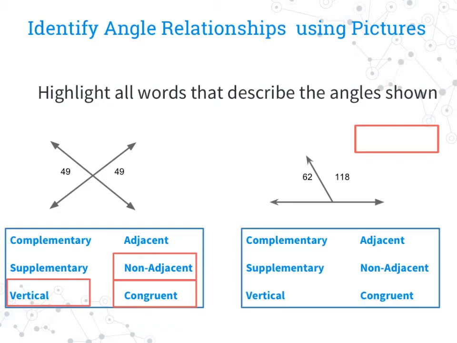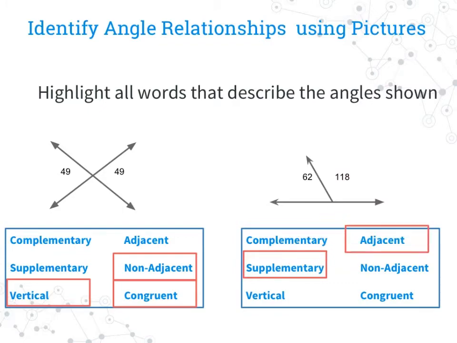The second one, let's take a look over here. Complementary, do they add up to 90? No, that's not true. 118 plus 62, they add up to 180, so that's supplementary, good. Do they share a side and vertex? Yeah, they do, right in the middle, so that makes them adjacent. They're not vertical because they're not across from each other. Since we just said they are adjacent, they can't be non-adjacent, and they're not the same measure, so they're not congruent. So we've figured out all the things that they are while also eliminating the things that they're not.